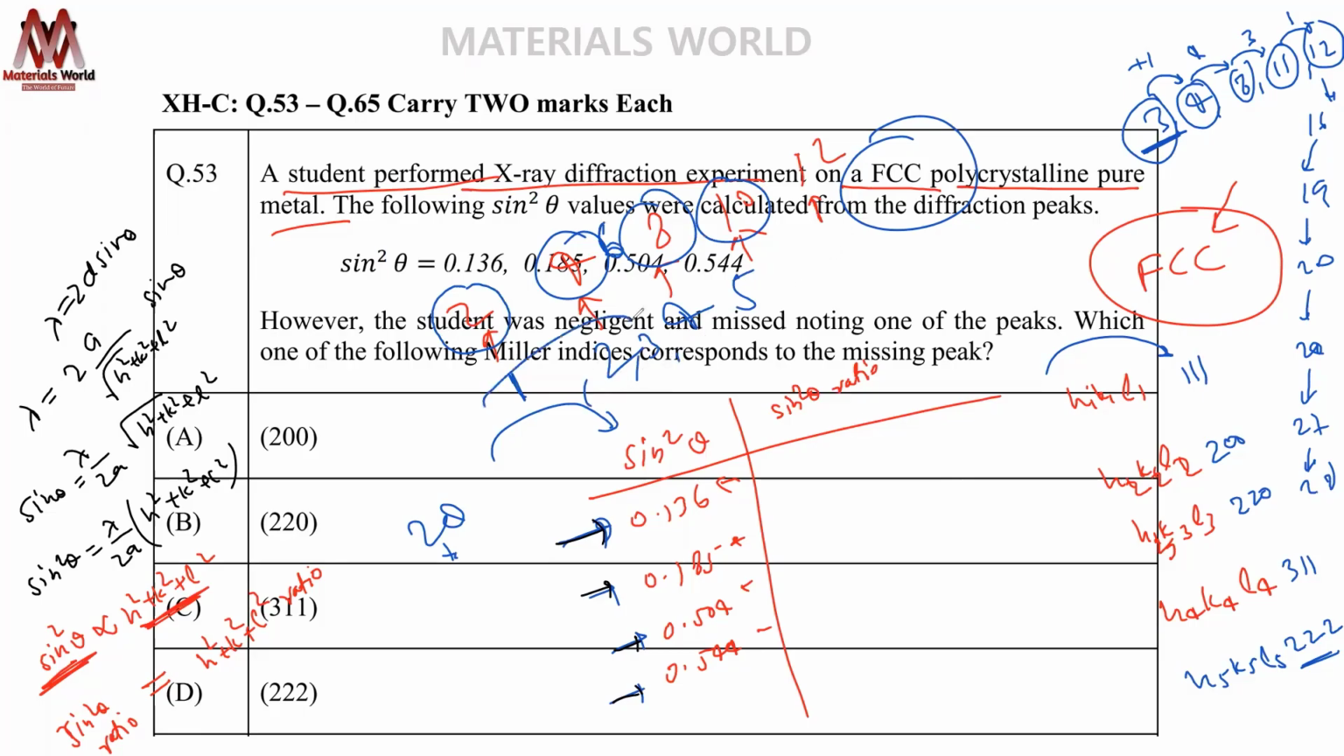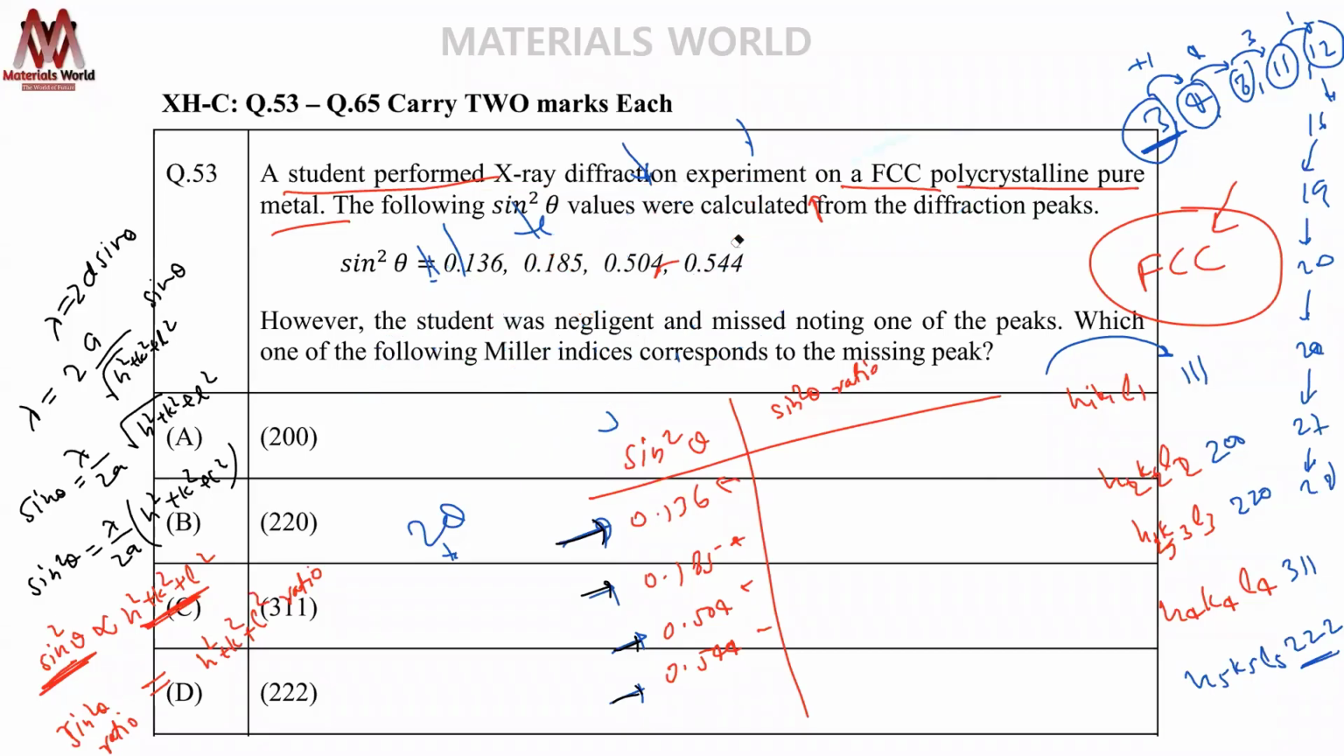How did I get this ratio? This is the individual number for individual peaks. So this ratio I get by dividing all the numbers by the smallest number, 2. You can do the same thing here also. That is the basic idea to get the ratio. The smallest number is this. So divide all the sin square theta numbers, this, this and this, by 0.136.